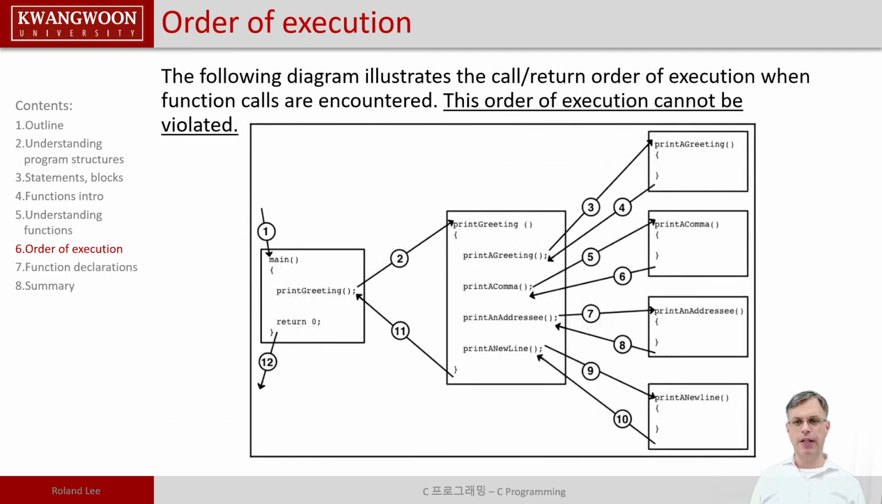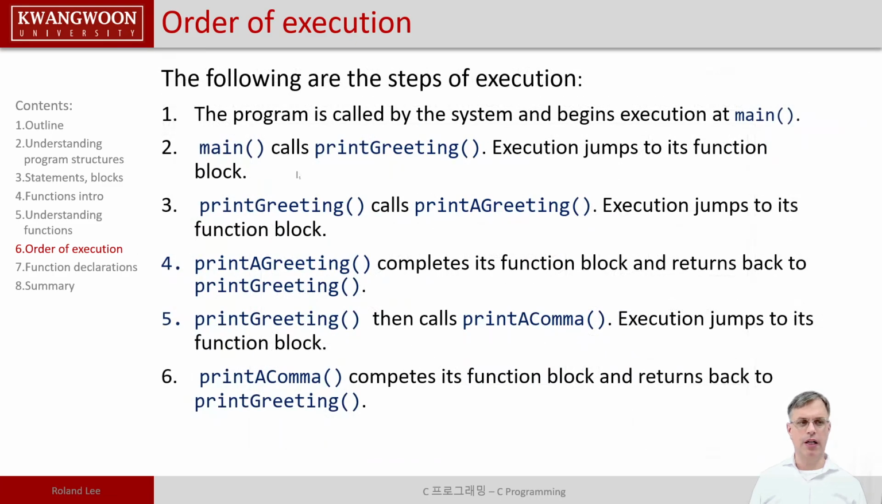And the following diagram illustrates the call-return order of execution when function calls are encountered. This order of execution cannot be violated, since it is very bad practice to jump from within one function to another. C doesn't allow this either. Now, here are the executions.